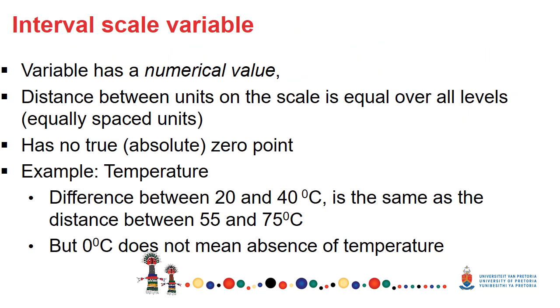We have covered nominal and ordinal scales of measurement. These two apply to qualitative or categorical data. Now we move to quantitative or numerical data. We start with interval scale of measurement. The example is temperature in degrees Celsius. It is a numerical value. The distance between units is equal. In other words, we say it's equally spaced, but it has no absolute or true 0 point. In other words, temperature of 0 degrees Celsius doesn't necessarily mean absence of temperature.